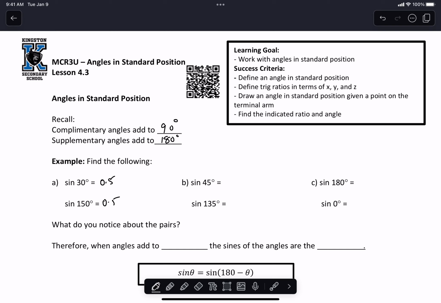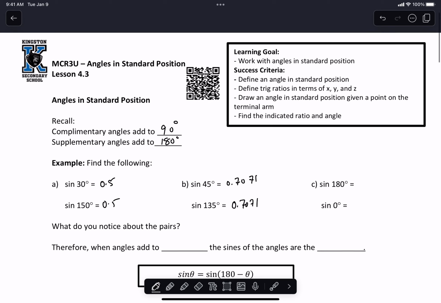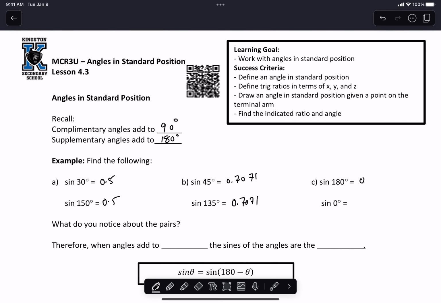Okay. What about the next one? Gabe? 0.707. That one we'll write down. Okay, what about the sine of 135? Gabe? Same thing, 0.707. Okay. What about the last one? 0. Okay. And what's the sine of 0? 0. Huh.